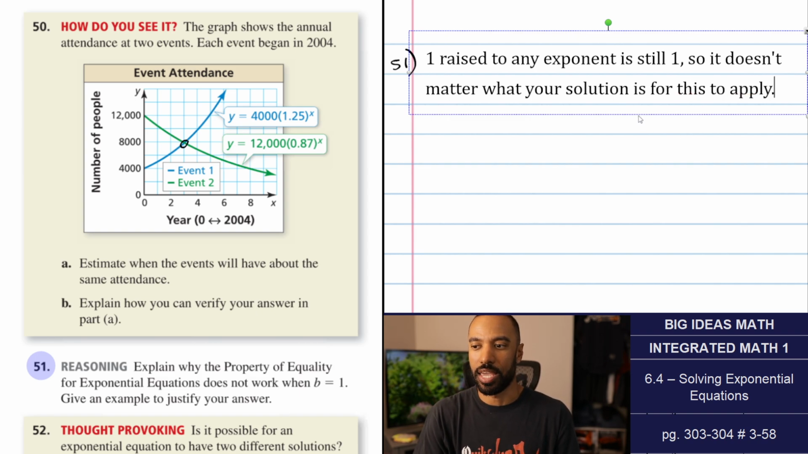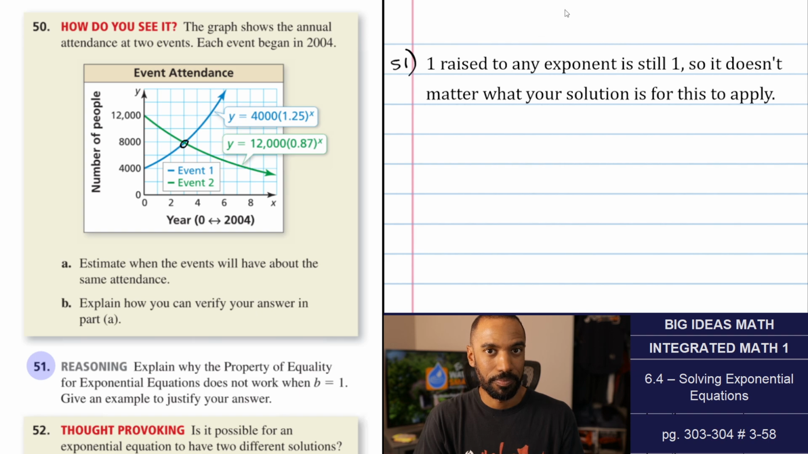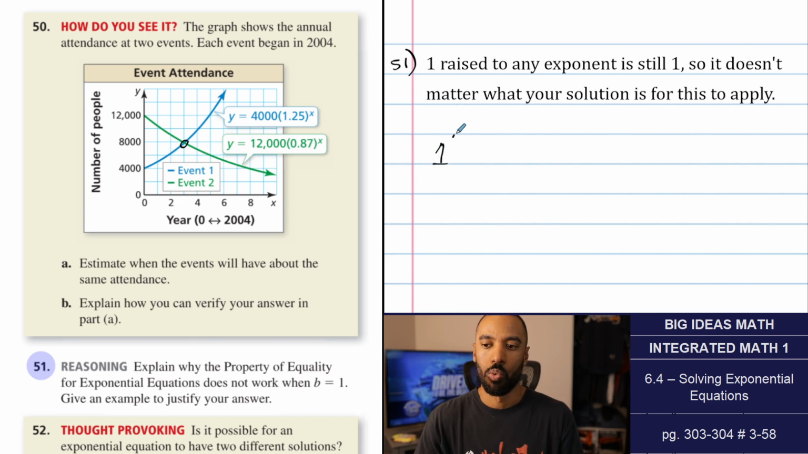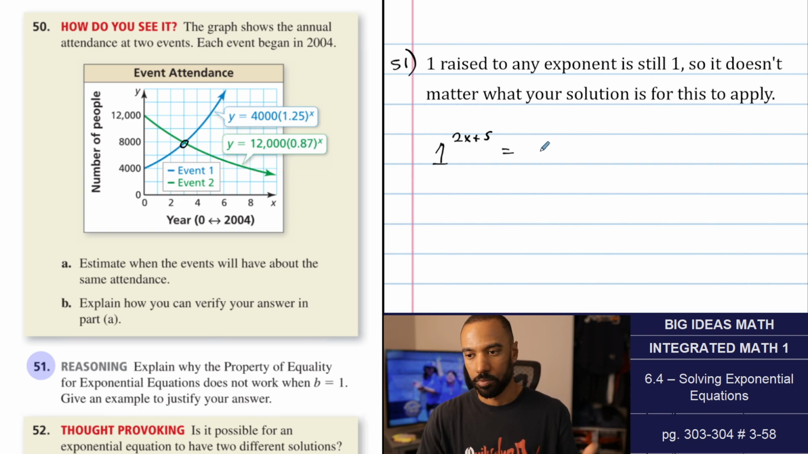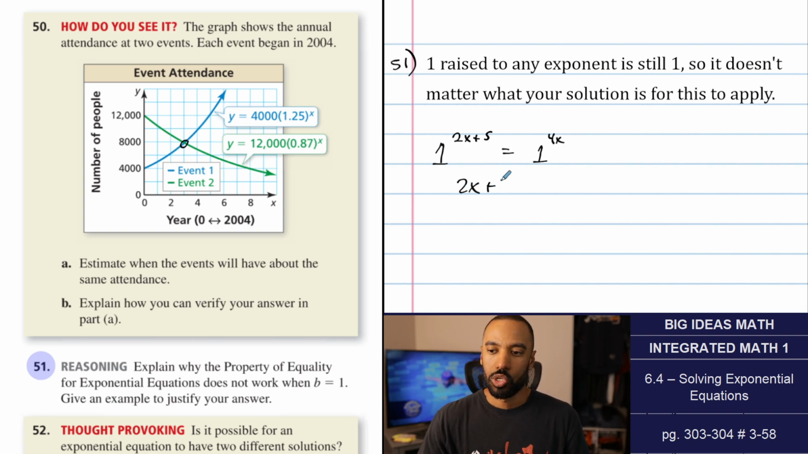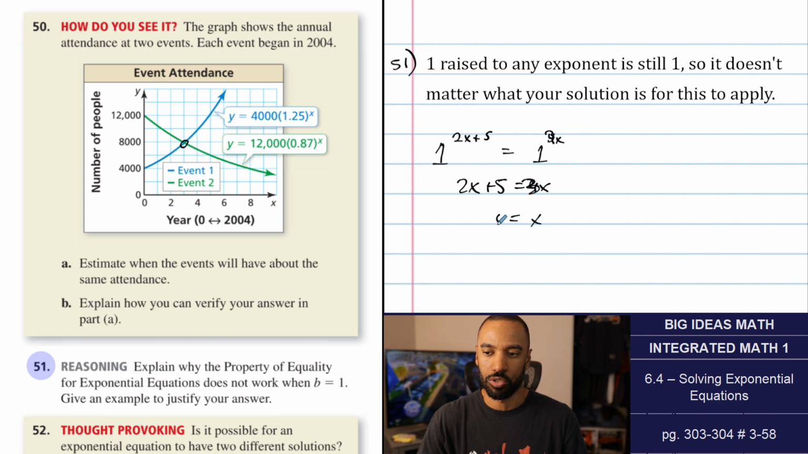Really, the thing we can talk about is that 1 is something raised to the 0 power, which is what I want to get more into. But if I had an example like 1 to the 2x plus 5 equals 1 to the 3x, we don't just say, hey, 2x plus 5 equals 3x, subtract 2x from both sides and get x equals 5. Sure, x equals 5, but when I substitute 5 in, I get 1 to the 15th equals 1 to the 15th.